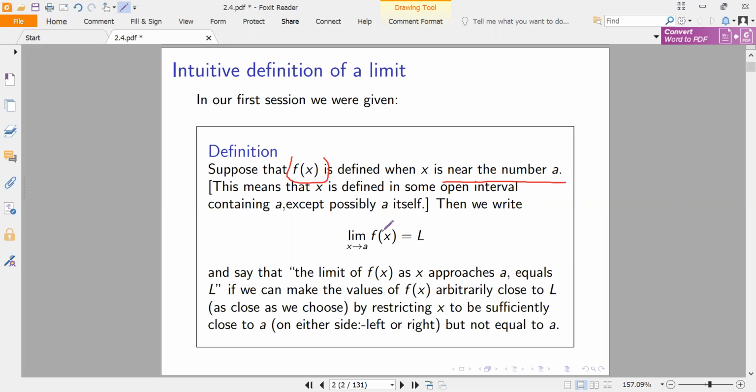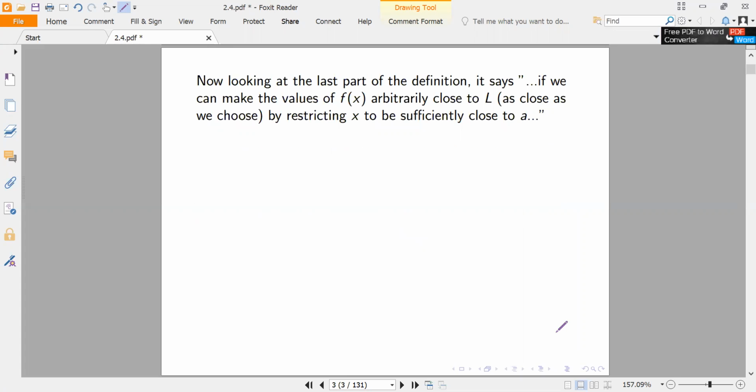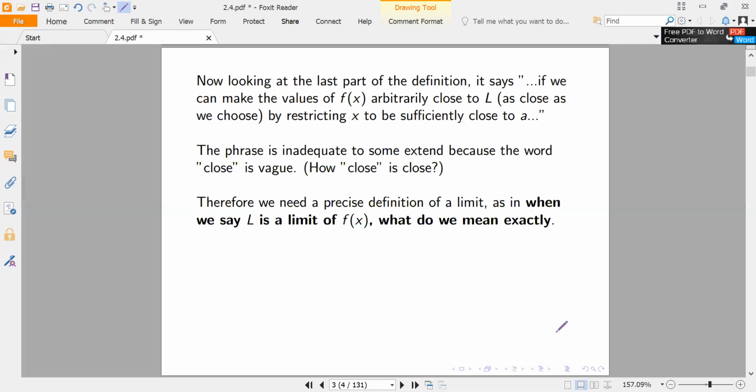We introduced the notation saying that the limit of f of x as x approaches a equals L. By this we meant that f of x can become as close to L as we want by taking the values of x as close to a as we want. Again, we don't care what happens at a, so we're not talking about x equal to a, but x being close to a. But now, like I said, we can't use the word close because it is very vague.